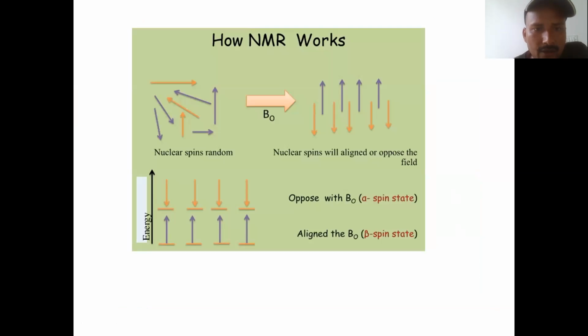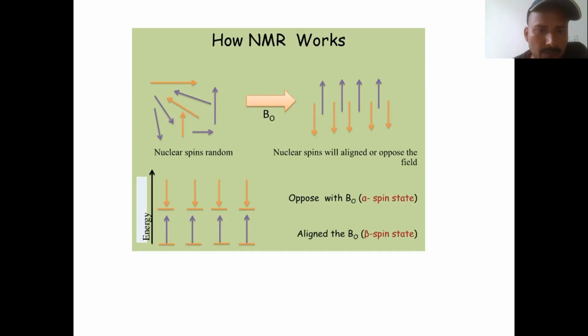In this slide, I have represented that atoms contain electrons, and they have nuclear spin. In solution form, all the nuclear spins rotate randomly. So if you provide a magnetic field, what happens here? They either align along or oppose the field, or you can say the nuclear spin will align or oppose the field.